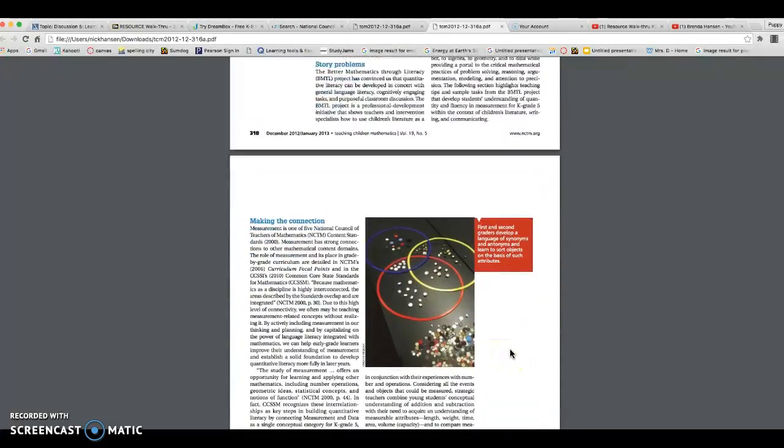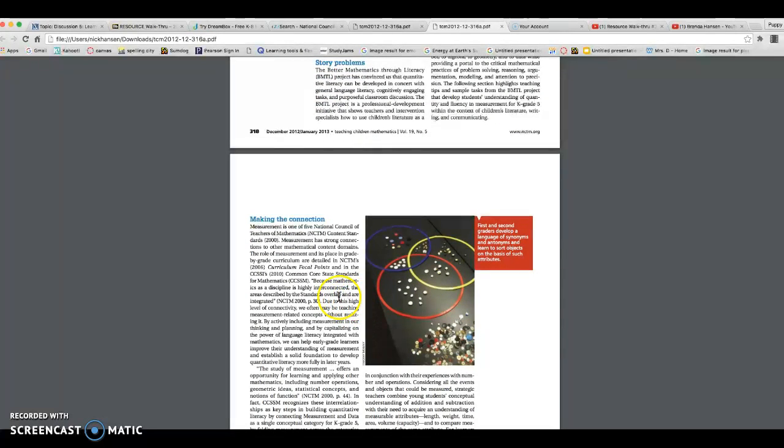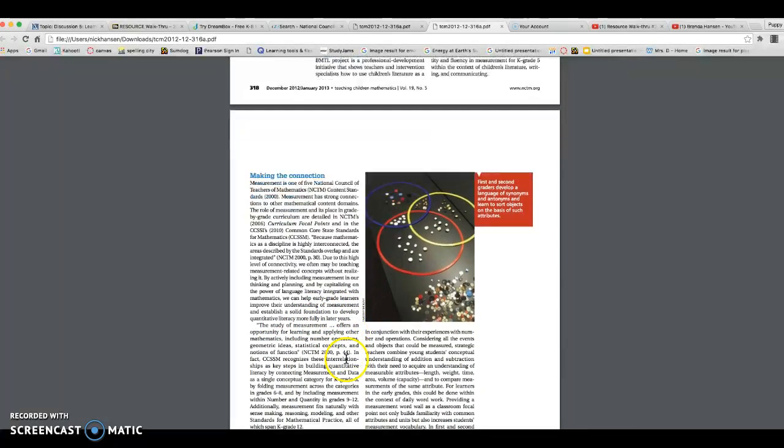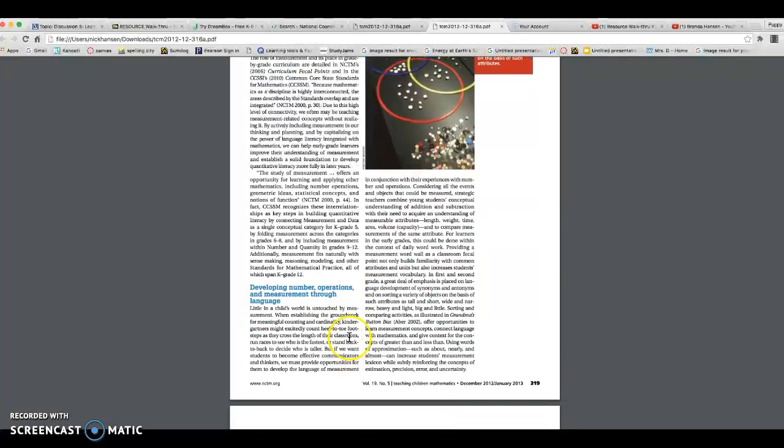Making connections. By actively including measurement in our thinking and planning, and by capitalizing on the power of language literacy integrated with mathematics, we can help early grade learners improve their understanding of measurement and establish a solid foundation to develop quantitative literacy more fully in later years. Developing numbers, operations, and measurement through language. If we want students to become effective communicators and thinkers, we must provide opportunities for them to develop the language of measurement in conjunction with their experiences with numbers and operations.